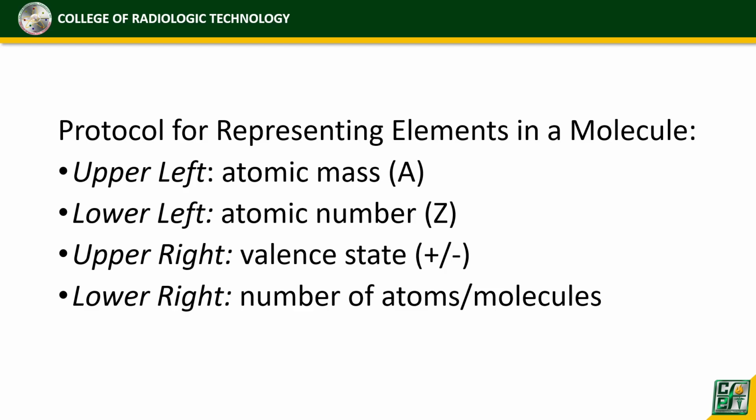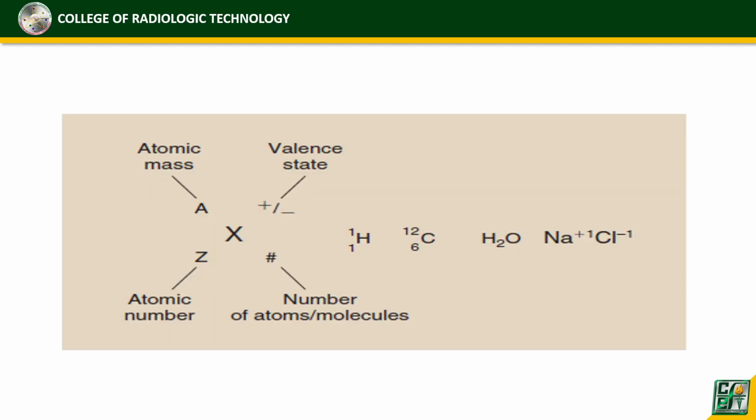So, protocol for representing elements in a molecule. So, upper left, doon matatagpuan yung atomic mass or atomic mass number. And lower left naman yung atomic number. Then upper right yung valence. Then lower right yung number of atoms. Okay, so tingnan natin. Ito yung example niya. So the X symbolizes the chemical symbol or element symbol.